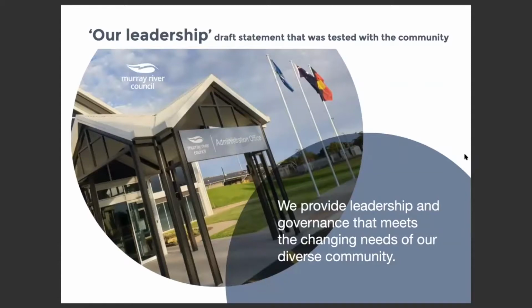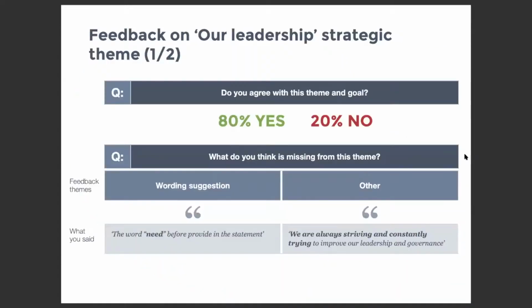And finally, our leadership. The goal that we tested with you here is that we provide leadership and governance that meets the changing needs of our diverse community. 80% of you agreed with this theme and goal, and some of you made some suggestions around how it could be worded and some slight changes. So potentially changing it to, we are always striving and constantly trying to improve our leadership and governance.